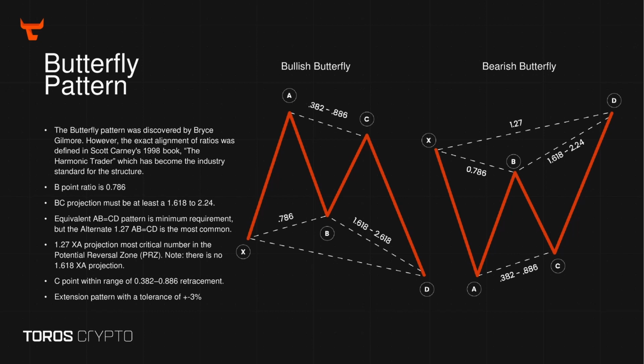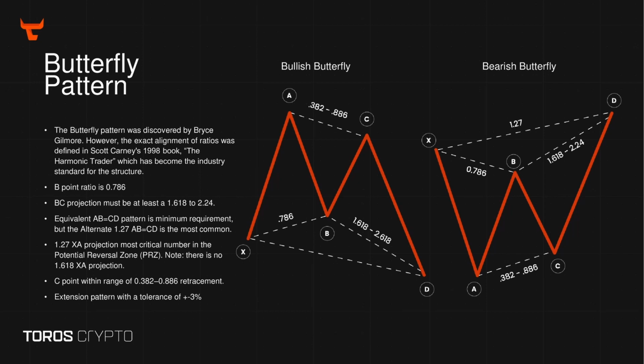Next up, we're talking about the butterfly pattern. The butterfly pattern was discovered by Bryce Gilmore. However, the exact alignment was not mentioned in his book, and Scott Carney's book, The Harmonic Trader, which was published in 1998, became industry standard, and the structure now has the ratios that Scott assigned to it. So for the bullish butterfly, again, we're looking at the X to A leg and then a retracement to the 786 for the B point.